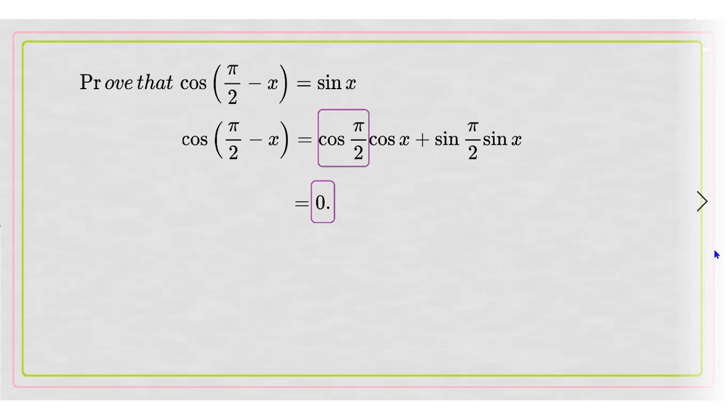Cos pi by 2 is 0 into cos x as it is, plus sin pi by 2. What is sin pi by 2? Sin pi by 2 is 1, plus 1 into sin x. 0 into cos x is 0, 1 into sin x is sin x. Therefore the answer is sin x.